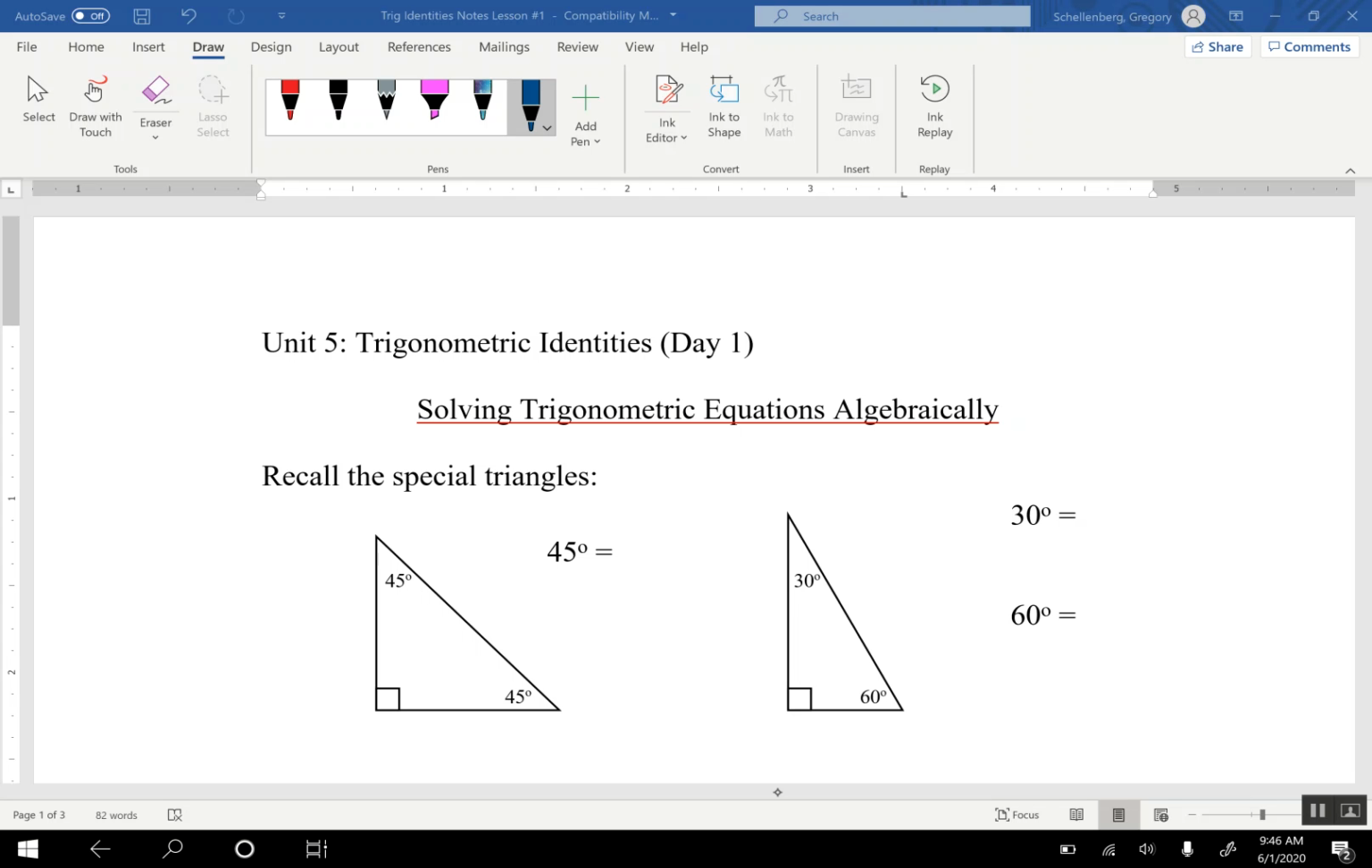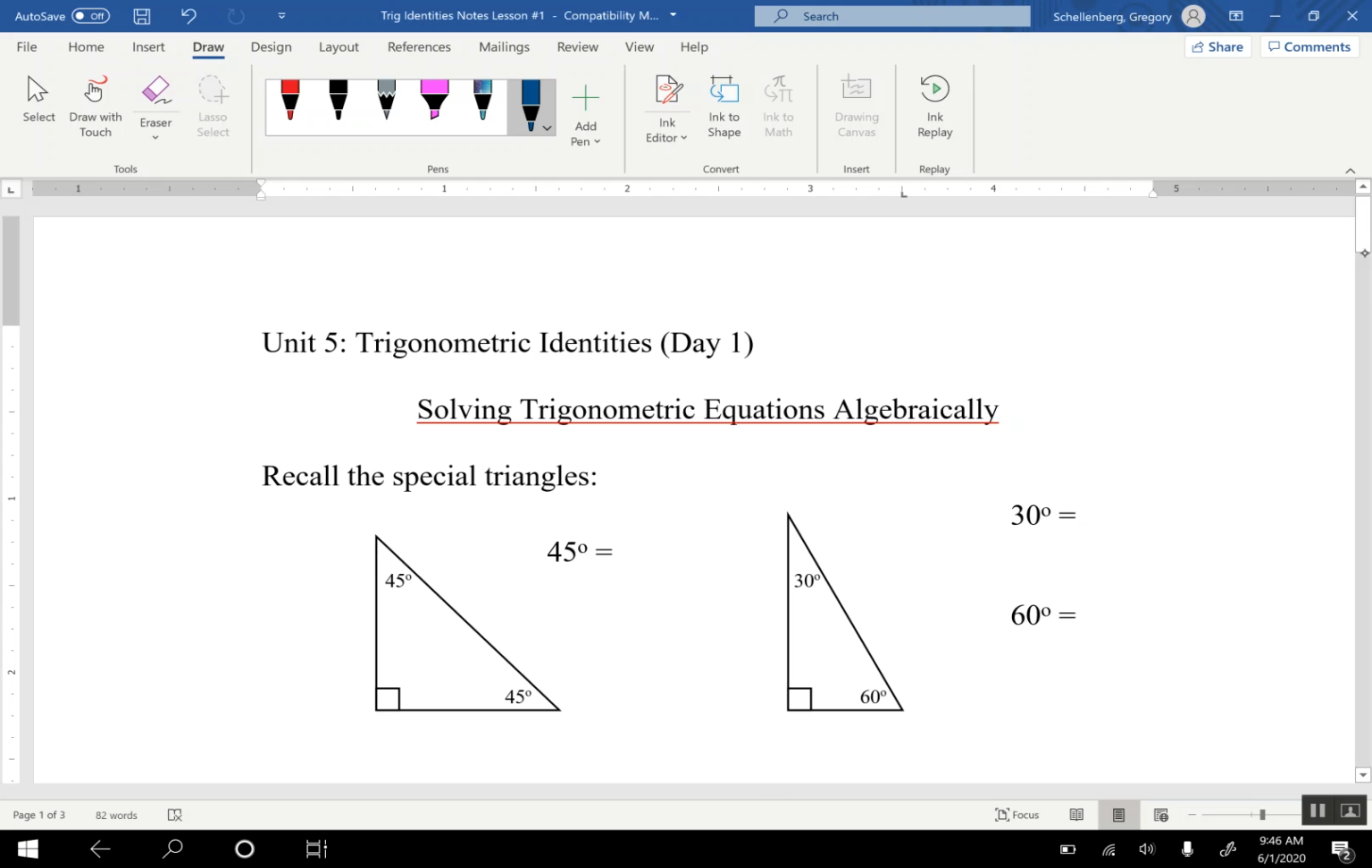All right, well, day one of our trig identities unit, and we're looking at solving trigonometric equations algebraically today. So this is just an extension of things that we have already done in our previous unit. Okay, a little bit more challenging, but we can handle it.